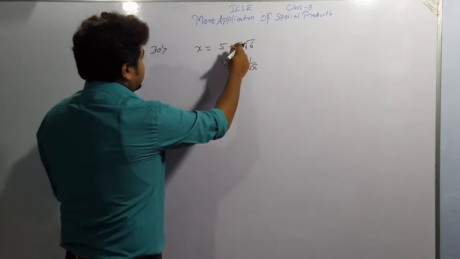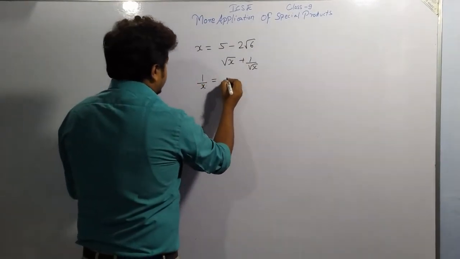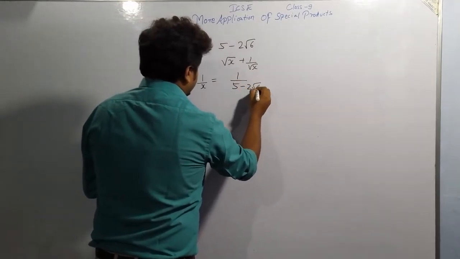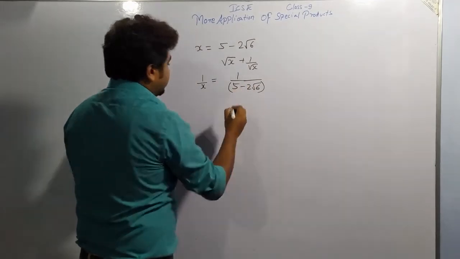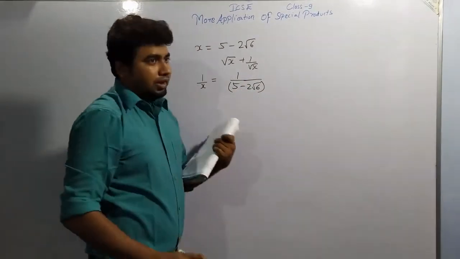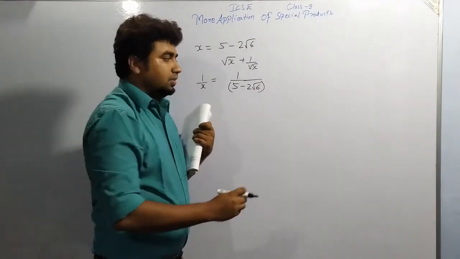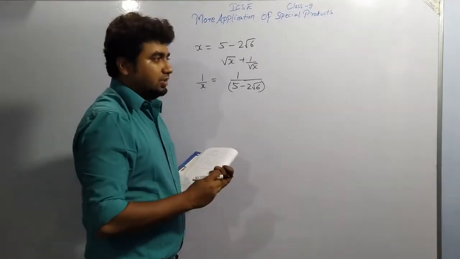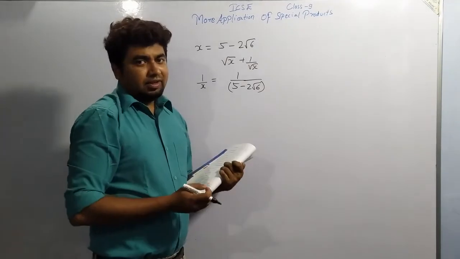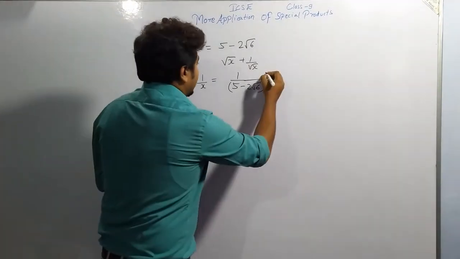So x value is given to us. We'll be finding 1 by x. 1 by x will be 1 by 5 minus 2 root 6. Then we'll be rationalizing. As you can see, root 6 is present in the denominator, and whenever an irrational number is present in the denominator, you have to rationalize it. That is the use of rationalization, to bring an integer number in the denominator.